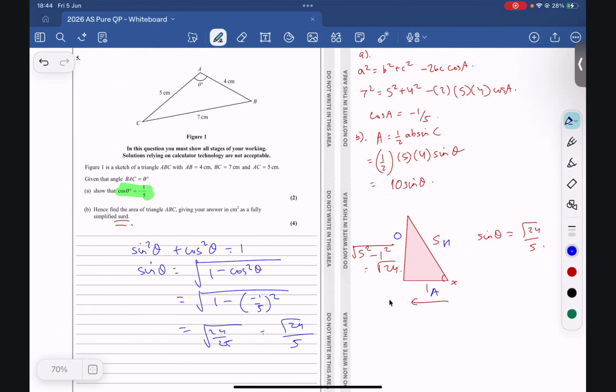So we get this equals 10 root 24 over 5. That becomes 2, so we get 2 root 24, and we can simplify the root 24. So we get 2 times 2 root 6, so 4 root 6.